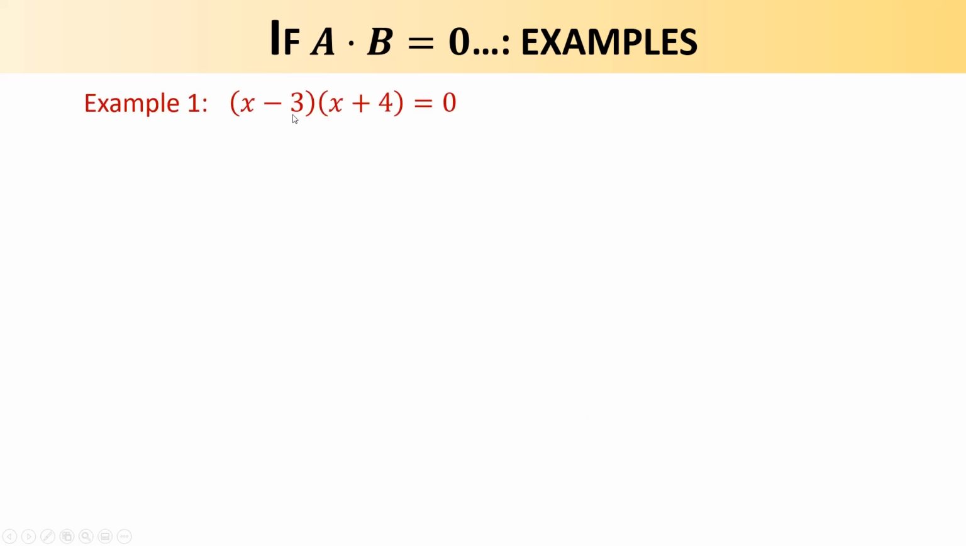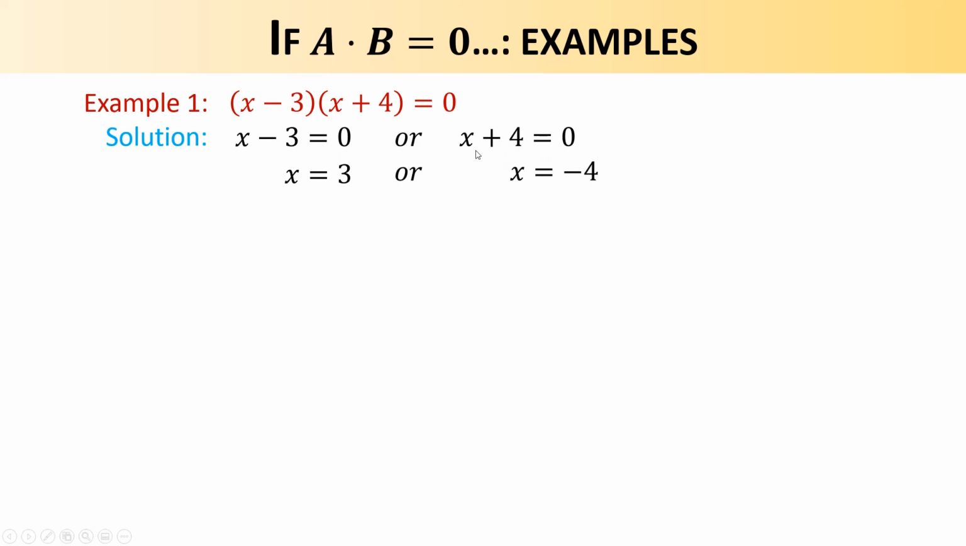For example, x minus 3 times x plus 4 equals 0 is a product of two factors, x minus 3 and x plus 4. So the first option is that x minus 3 is 0, and the alternative is that x plus 4 is 0. In the first case, we have a small linear equation: x minus 3 is 0, so x has to be 3. In the second case, x plus 4 is 0. The only number that fits here is minus 4, right? We subtract 4 on both sides, so we get x equals minus 4. So these are our two solutions to this equation.